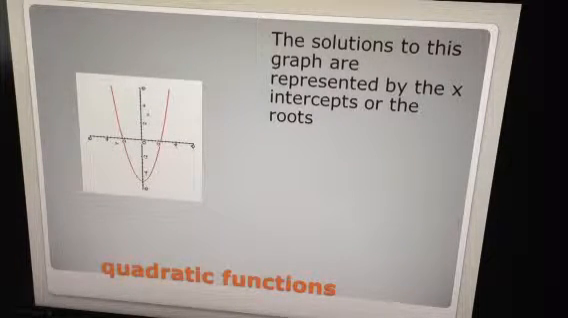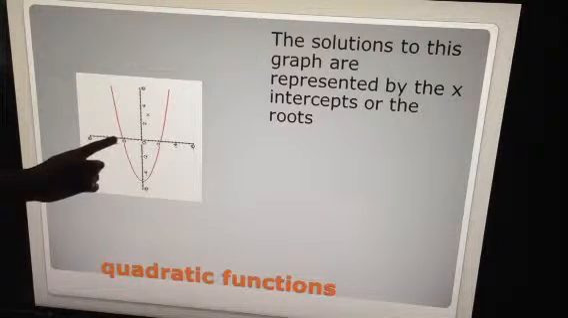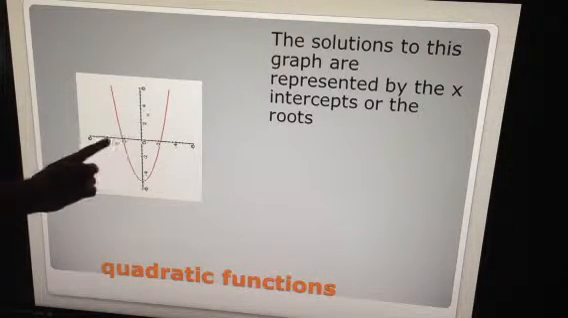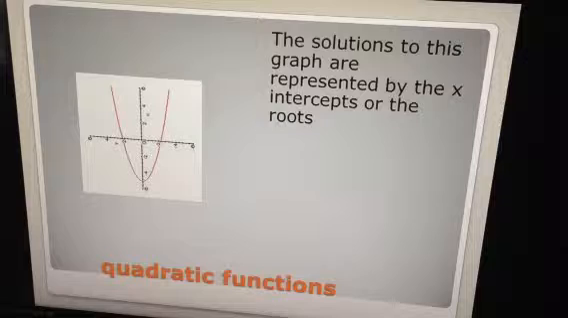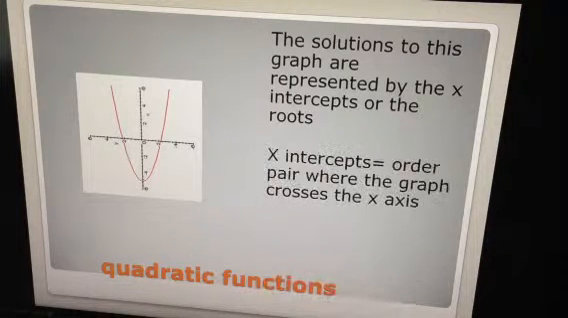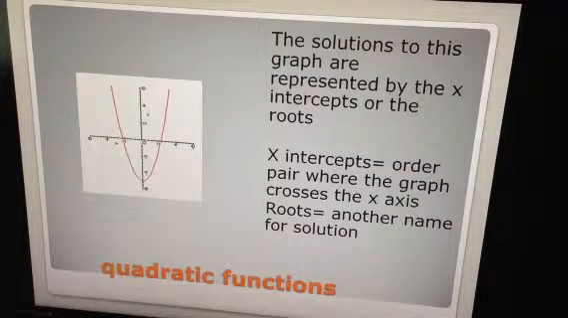Now, the solutions to a quadratic equation are represented by what's known as the x-intercepts, or the roots. In this case, this graph crosses the x-axis two places, at positive 2 and negative 2. So those will be the solutions to this quadratic equation. X-intercept being defined as the ordered pair where the graph crosses the x-axis. Roots is another name for solution.